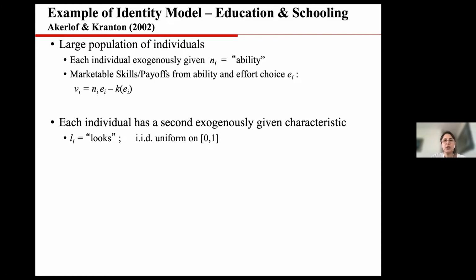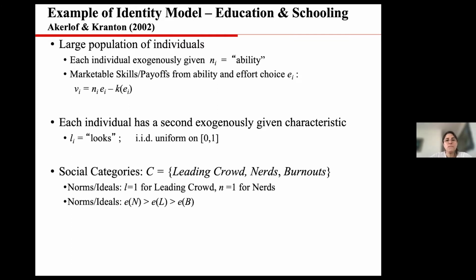Now we're going to introduce those identity ingredients. We're now going to give each individual a second exogenously given characteristic. We're going to call that L, for looks. This is a socially desirable characteristic, as you'll see in a second. Let's call it looks, somebody good looking or not. And that's some number between 0 and 1. Now we're going to introduce our social categories. There are 3 social categories. We're going to have something called the leading crowd, something called the nerds, and something called the burnouts.